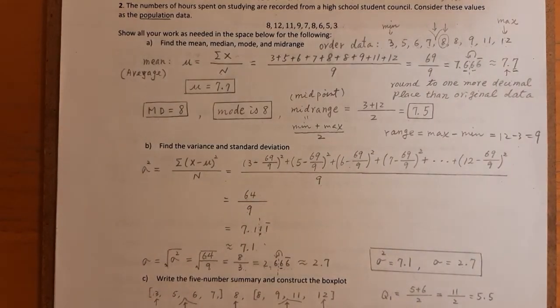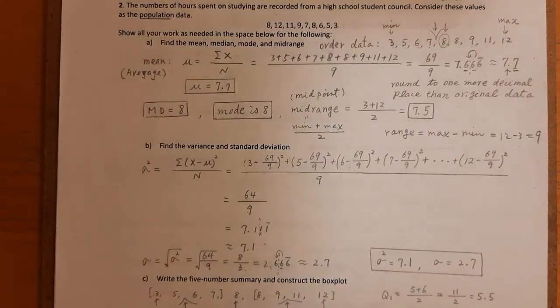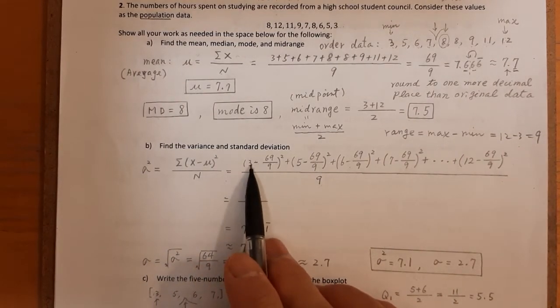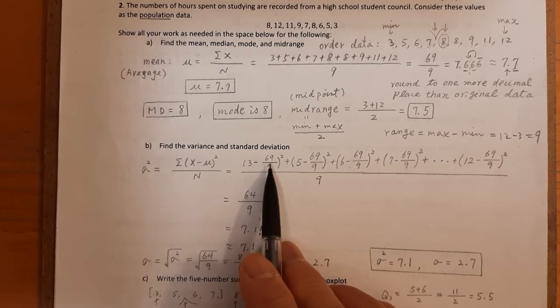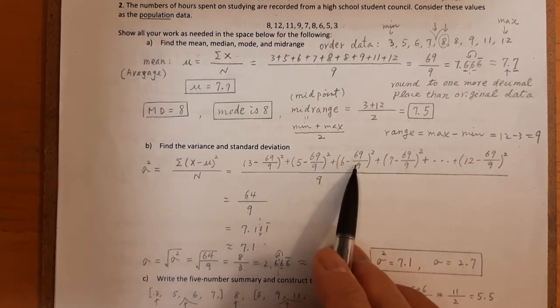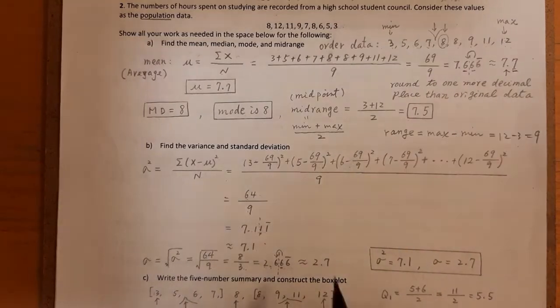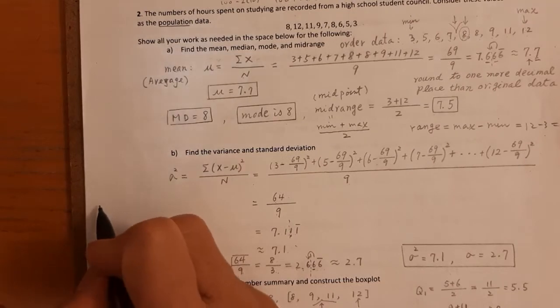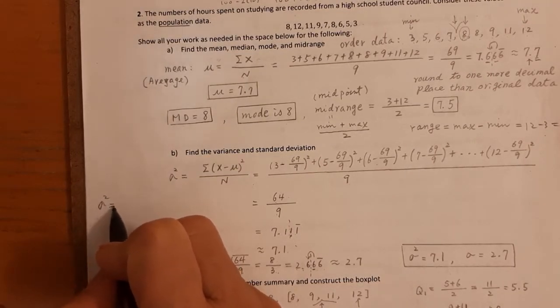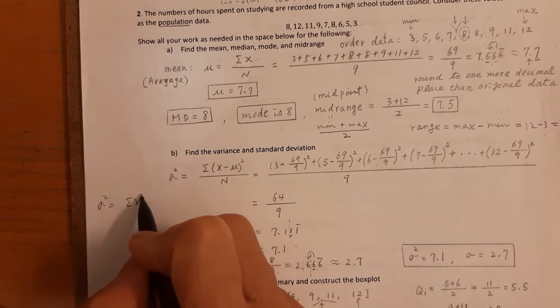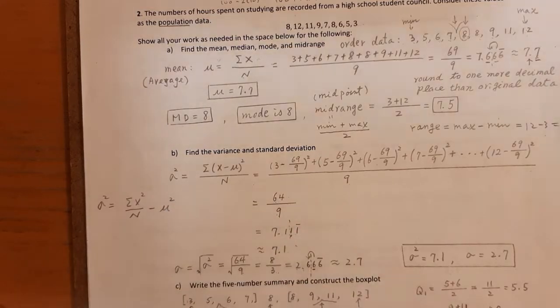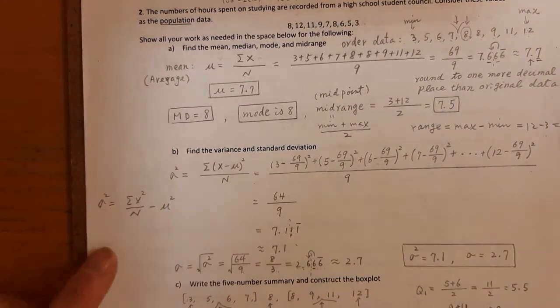There's another way to do it. With this formula, you have to subtract the mean each time, then square. Each time minus mean, then square. There's another formula. The formula is variance squared equals summation x squared over n minus mean squared. You can use this formula to do it.